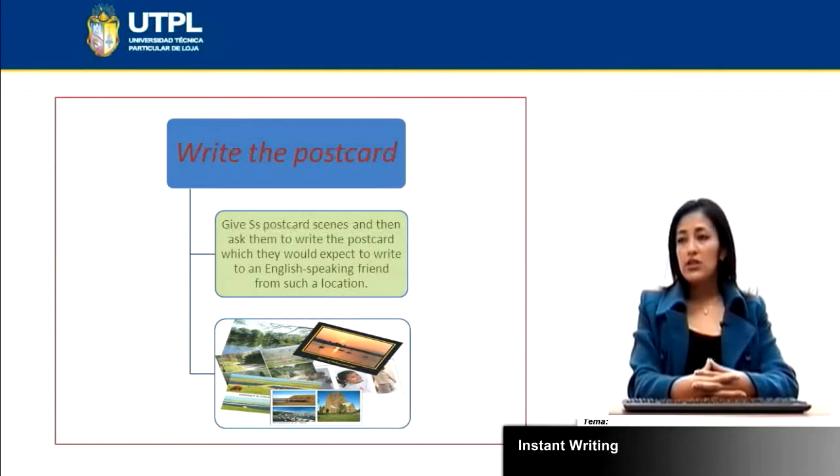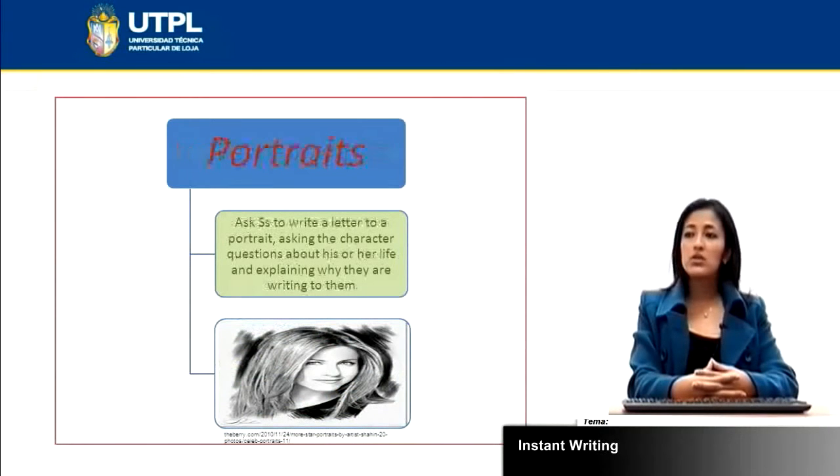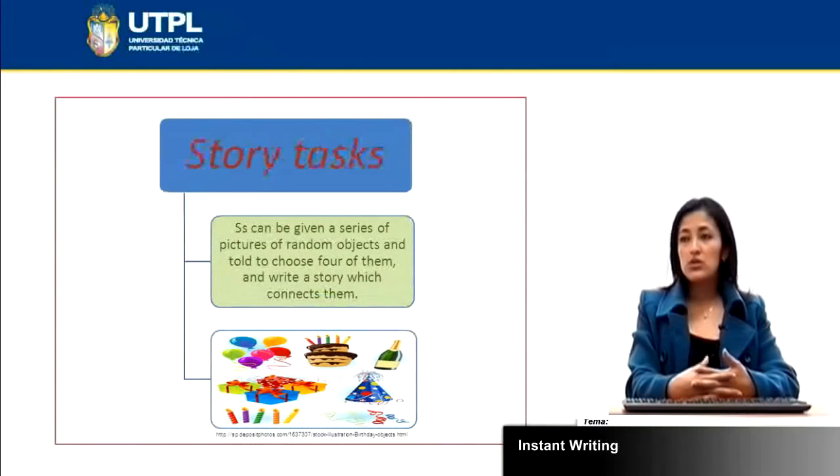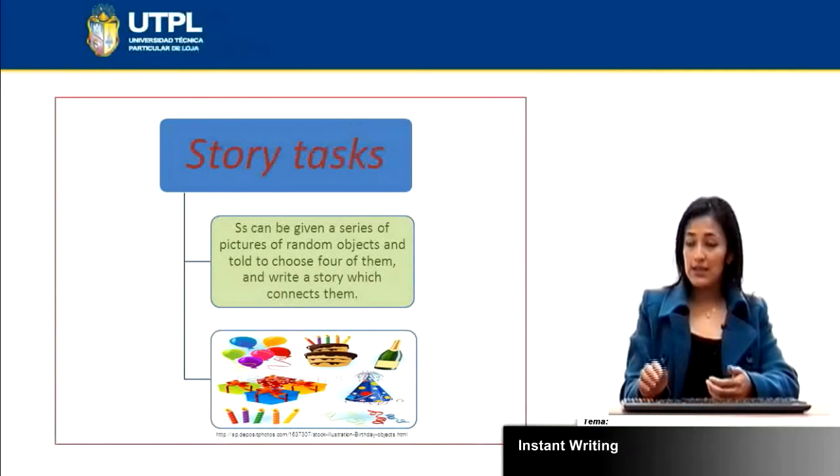Portraits. Here, the teacher asks students to write a letter to a portrait, asking the character questions about his or her life and explaining why they are writing to them. Story tasks. Here, students can be given a series of pictures of random objects, and after that, the teacher needs to tell them to choose 4 of them and then write a story which connects them. Here, I have provided objects related to a party. So you can use the same or you can use different ones, and students are going to enjoy this activity a lot.